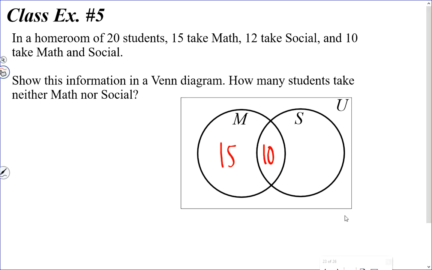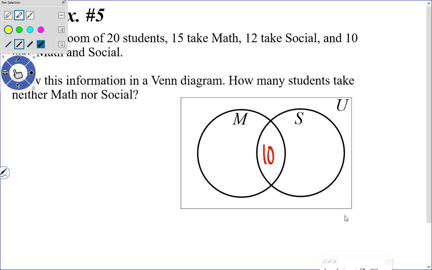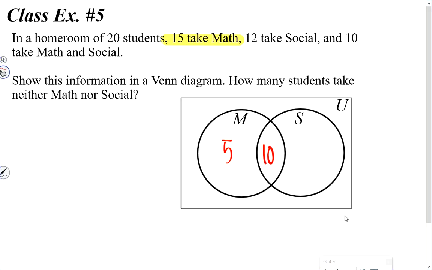That's not a compliment. Because if you look at what I've written there, I've got a total of 25 in set M, but only 15 take math. So this 15 that take math means everything in set M has to add up to 15, and that means that this has to be 5. How many do I put in for that S part that's still unlabeled? Well, if 12 takes social, I need 2 here.